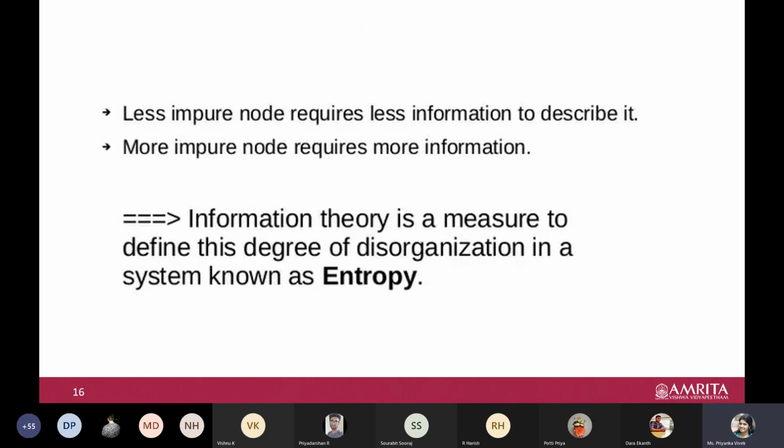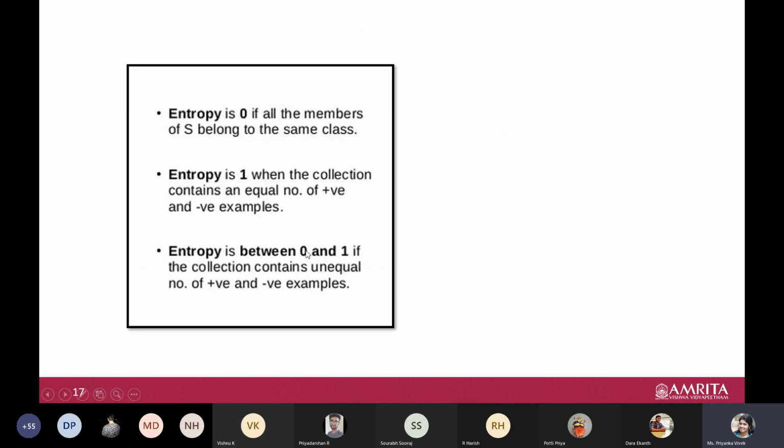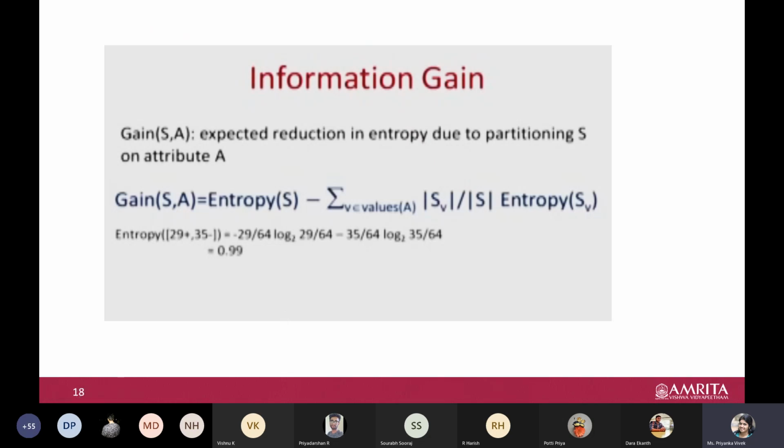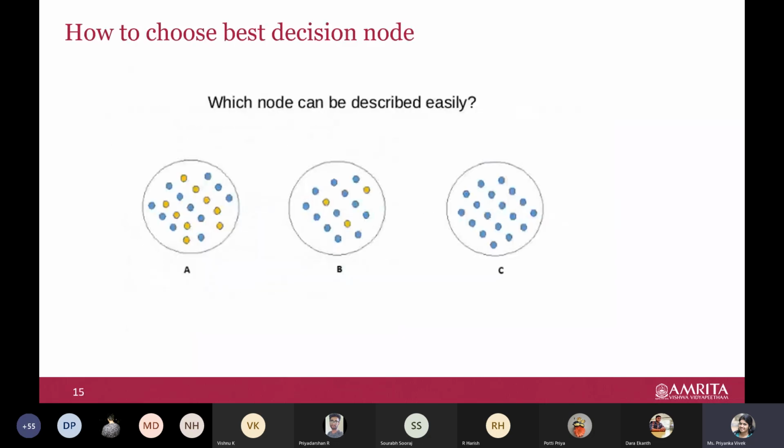So let us see, this is just a repetition of what we mentioned already. You can just read it. So what is information gain? We are trying to have a measure which reduces the entropy after partitioning on that particular attribute. So my question is, where will we have more information? When we have high entropy or low entropy?